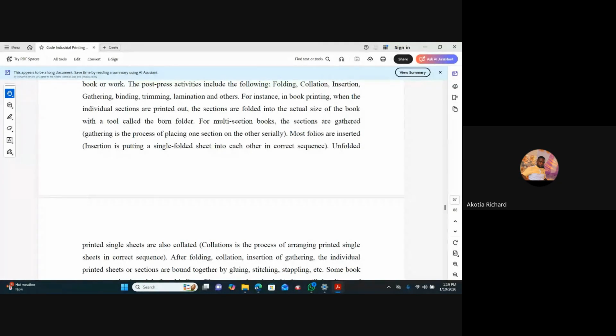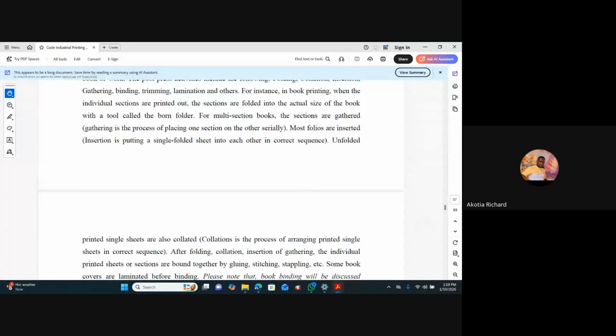Okay. So should I continue? No, continue, please. Most folios are inserted.